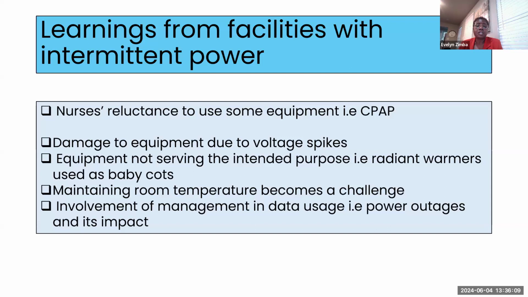There's also high risk of damage to the equipment due to voltage spikes. And we end up not using the equipment for the intended purposes. For radiant warmers, you are supposed to provide warmth, but they end up being used as just baby cots. Then also, to keep the temperature warm in the nursery, you need power for the heaters. So this also complicates the already existing problem of hypothermia in our newborns.